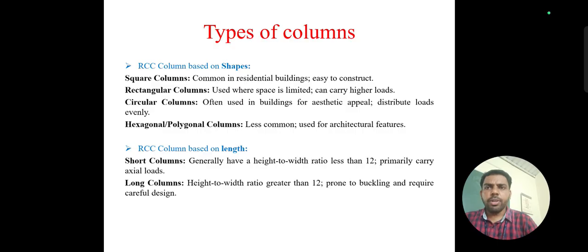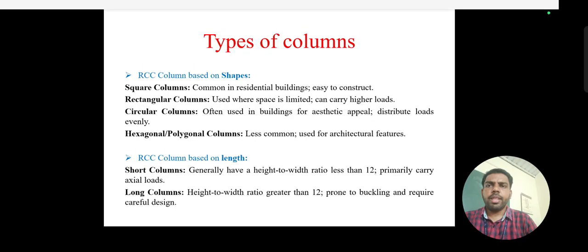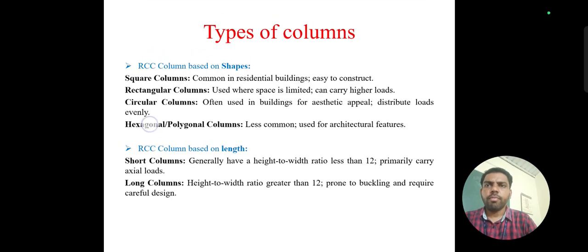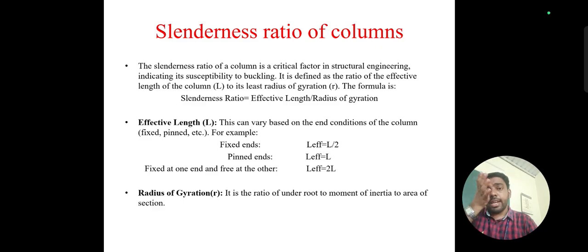Coming to classification based upon length, where the ratio of length to width or height is maintained less than 12, those columns are short columns. Where the ratio is greater than 12, those columns are categorized as long columns. This is based upon the slenderness ratio. What is meant by slenderness ratio? It is the effective length to the least radius of gyration.